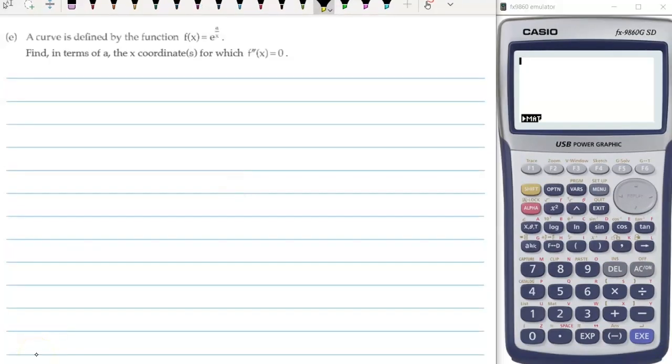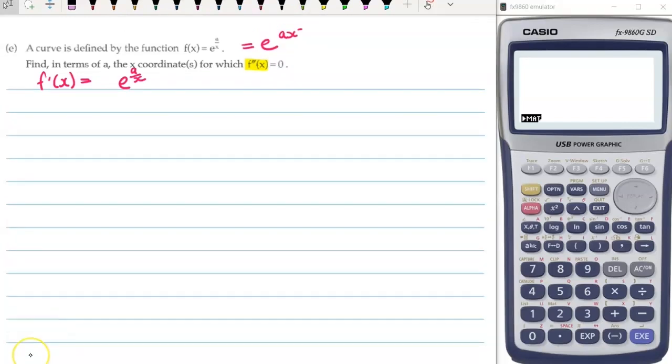Okay, for part E, we've got this function, and we need to find the second derivative and set it equal to 0. So first derivative, let's start with that one. e doesn't change, but we do need to times it by the derivative of what's inside of that function, which is the a over x. I'm going to write this as e to the ax to the minus 1.